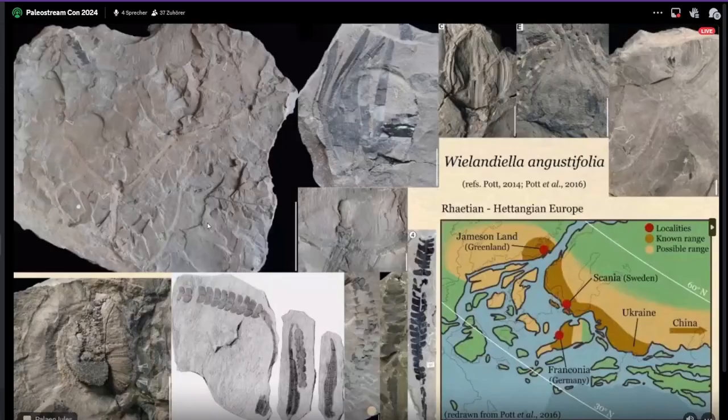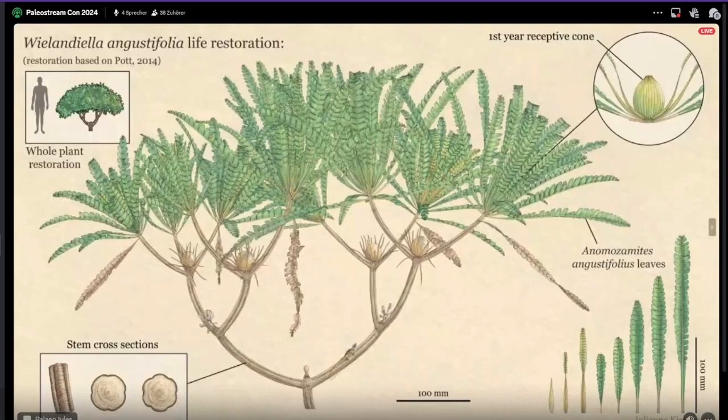Anyway, so the first one I want to talk about is Wielandiella angustifolia, which is the most well-studied of the ones I'm going to be talking about. It's known from Northern Europe and Greenland from the very end of the Triassic. And yeah, here are a couple of fossils. So this is the stereotypical Bennettitalean. This is the one which there was a beautiful illustration by Paul von Nöring, which has kind of shaped the way we've drawn Bennettitaleans for the last 10 years.